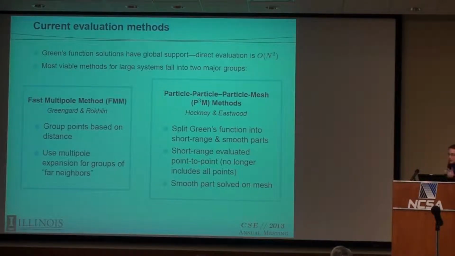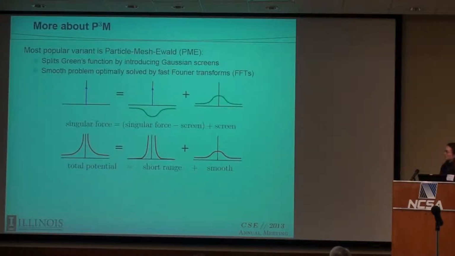Another major category of these methods is the so-called P3M methods. The idea behind these is that it takes the Green's function that has slow decay and splits it into two parts. One part is short range, so it does have quick decay. So when you're evaluating it, you can keep just a small subset of points instead of the entire collection of points, which cuts down on the cost. And then the leftover smooth part is solved for everything on a mesh. The proposed method I'm talking about falls into this P3M framework, though I do have a few things related to multipole in there.